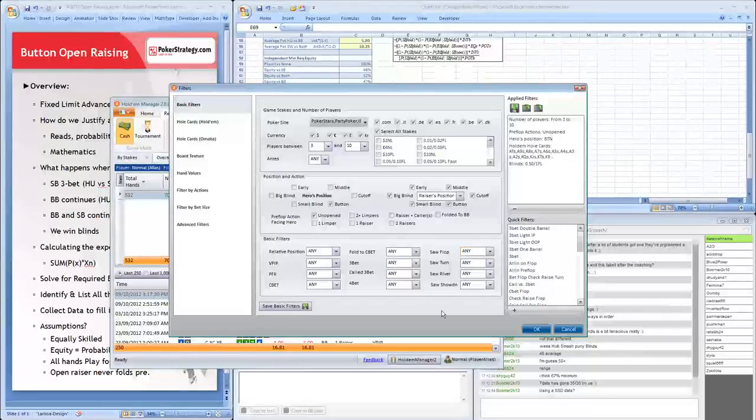But here we can just look at any pre-flop scenario. It's also important, you notice here I've got between 3 and 10 players when we were looking at the button open raise. The reason for that is I didn't want to look at situations where we were heads up and the button was actually the small blind.